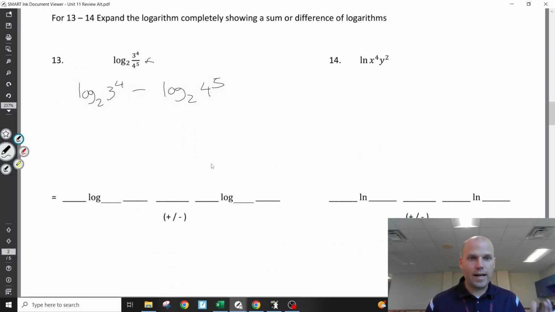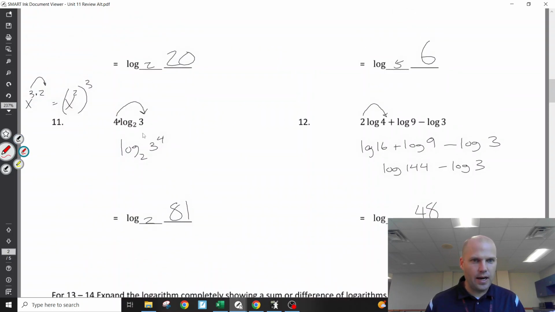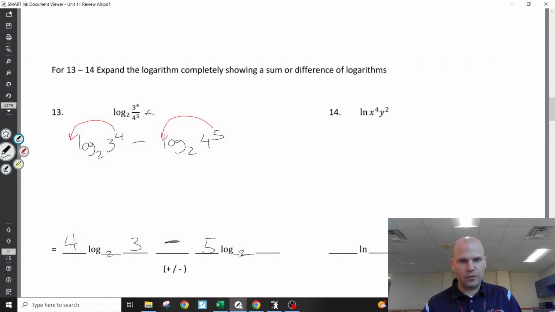Cool. What else can I do? Well, instead of what I did here, which is to bring it up, I could switch this and bring this down. So another thing going the opposite direction with my properties would be bring those exponents down. You get 4 log base 2 of 3 minus 5 log base 2 of 4.